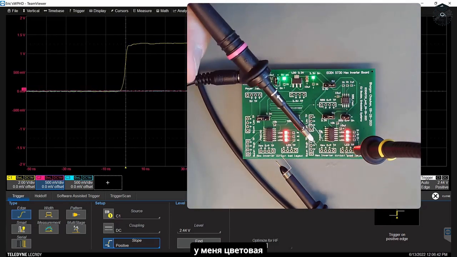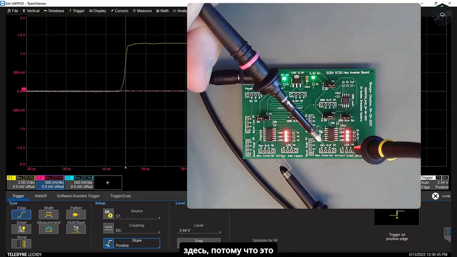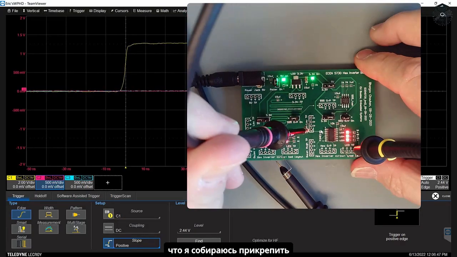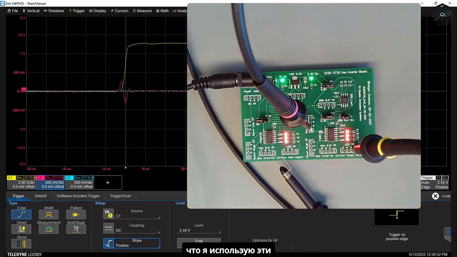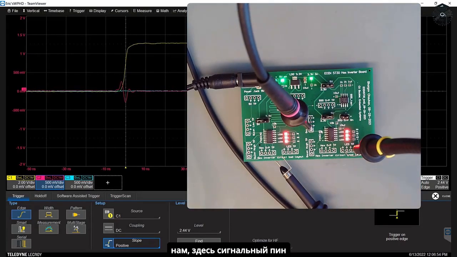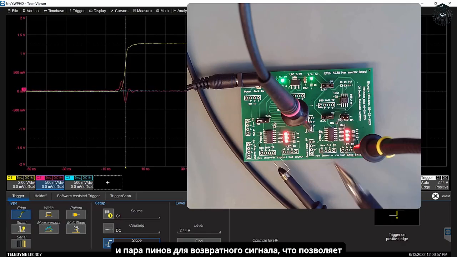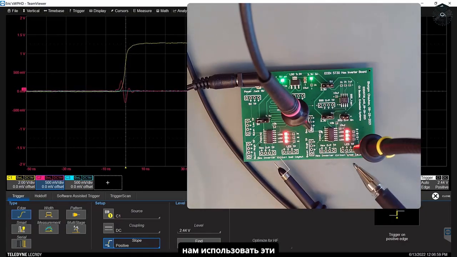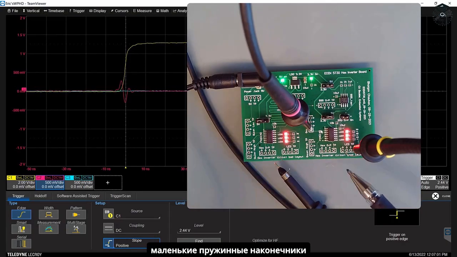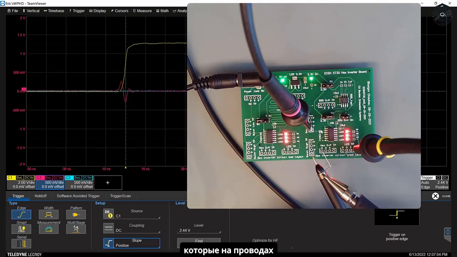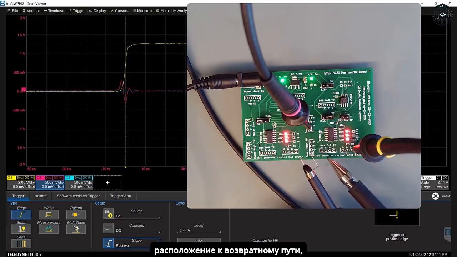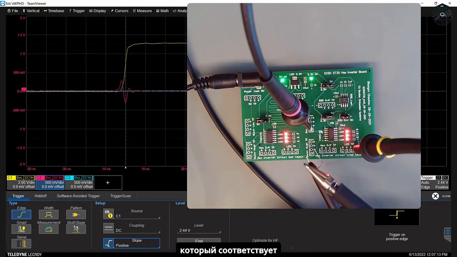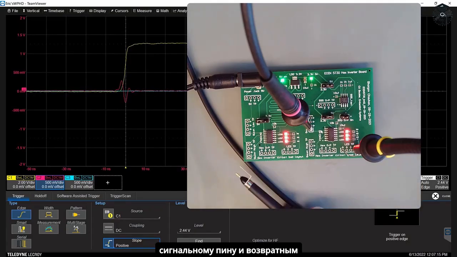And again, I've got the color coding here. It's the pink band here because that's the color of the second channel. So I'm going to stick it in here. You notice the probe footprints that I'm using. These footprints have a signal pin and then a couple of returns. They allow us to use these little spring tips that are on the ground lead here. That gives a short loop and also provides close proximity to the return. And so we use a footprint on the board that matches the signal pin and the ground return pin.